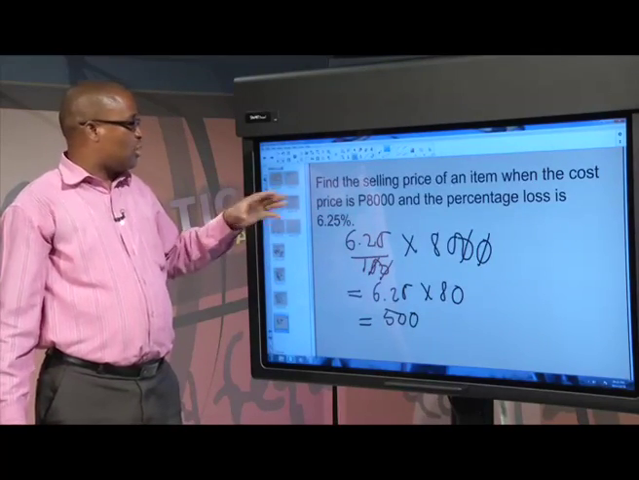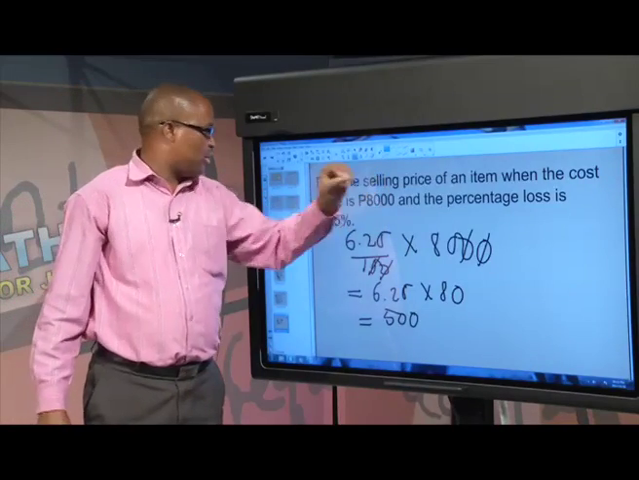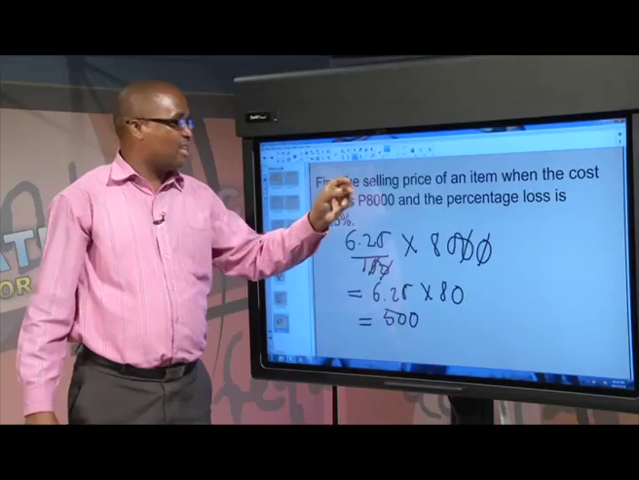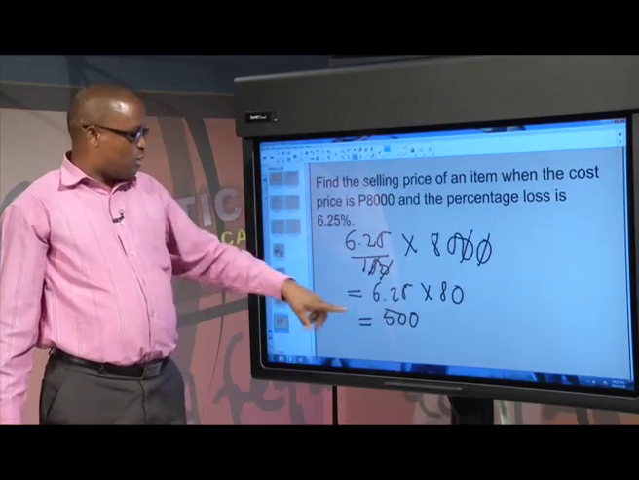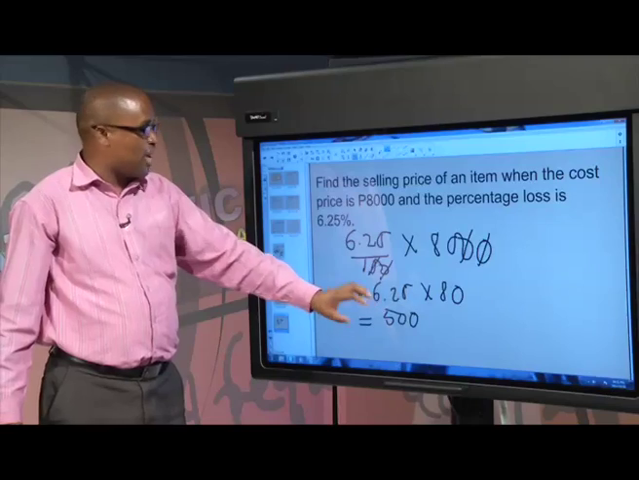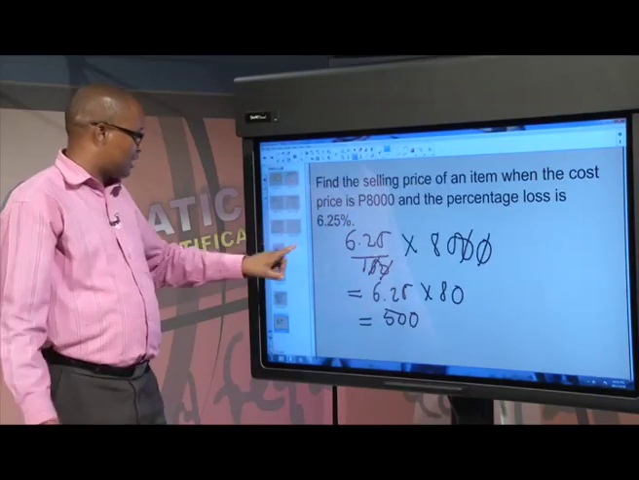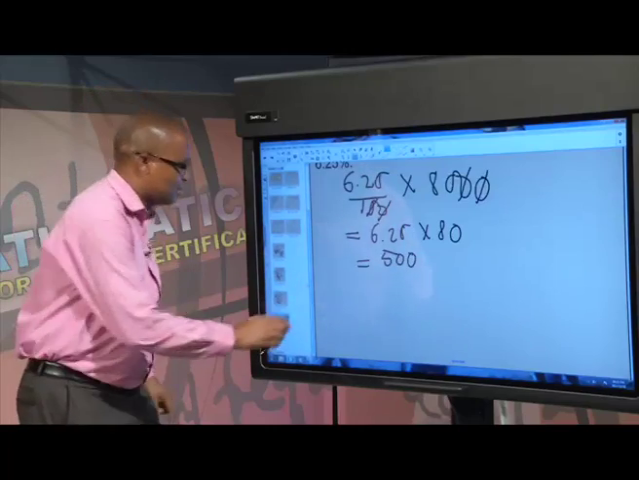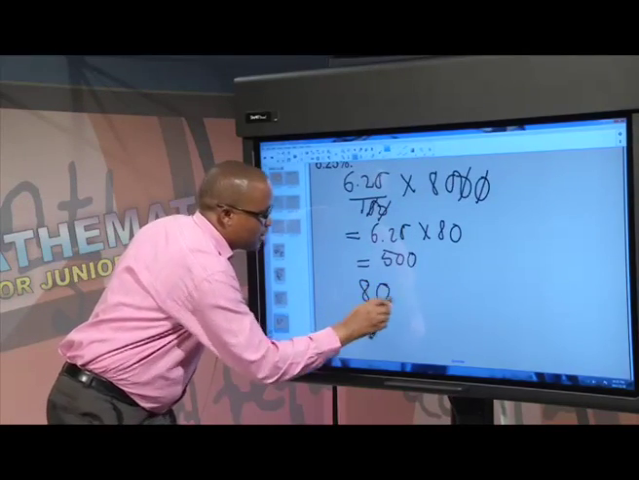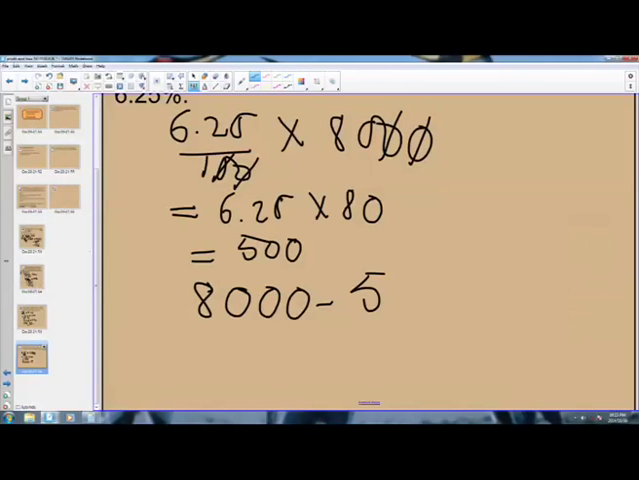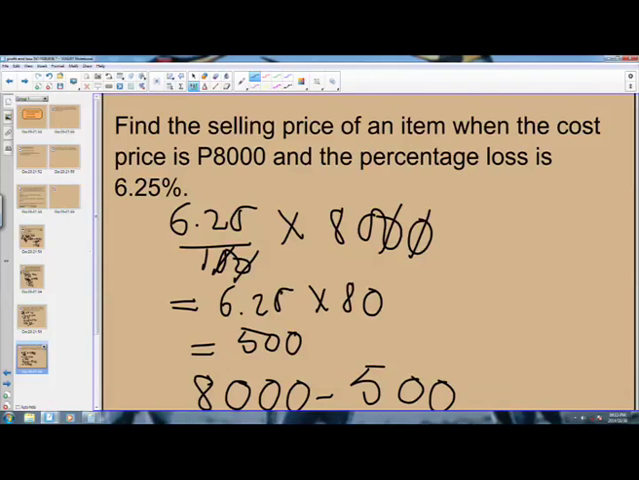Now, the question says find the selling price of an item when the cost price is 8,000 and the percentage loss is this. Because this person is going to lose 500, we are going to subtract this 500 from 8,000. That will be the selling price. Let us do that. 8,000 minus 500. And what do we get? 7,500. This is the selling price that we were expected to calculate.